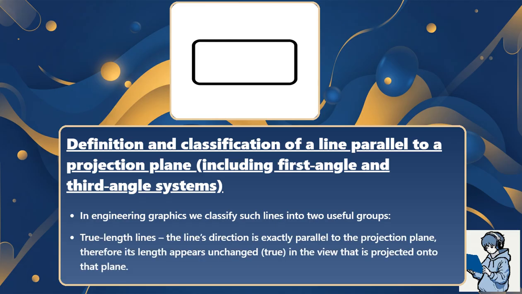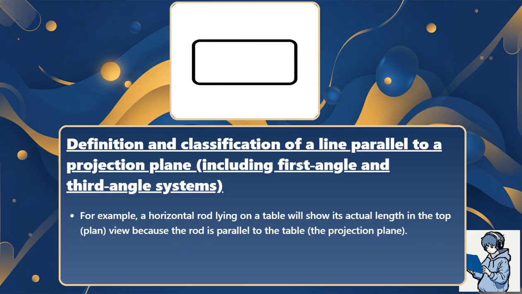True-length lines: the line's direction is exactly parallel to the projection plane. Therefore, its length appears unchanged, true, in the view that is projected onto that plane. For example, a horizontal rod lying on a table will show its actual length in the top plan view because the rod is parallel to the table, the projection plane.